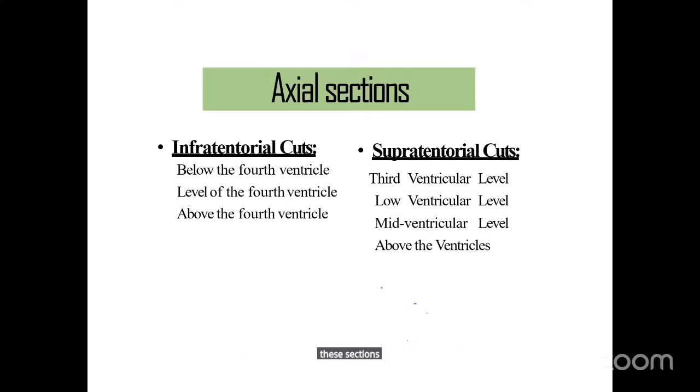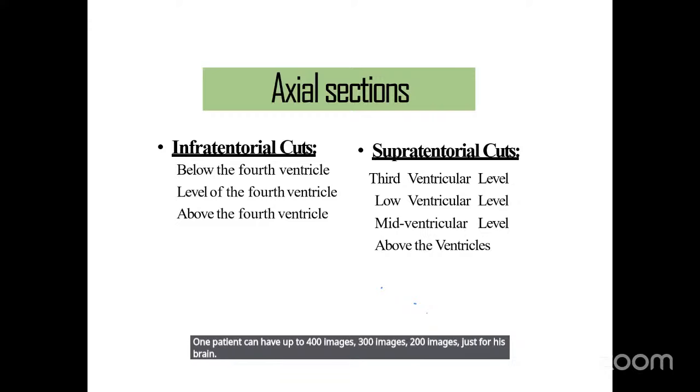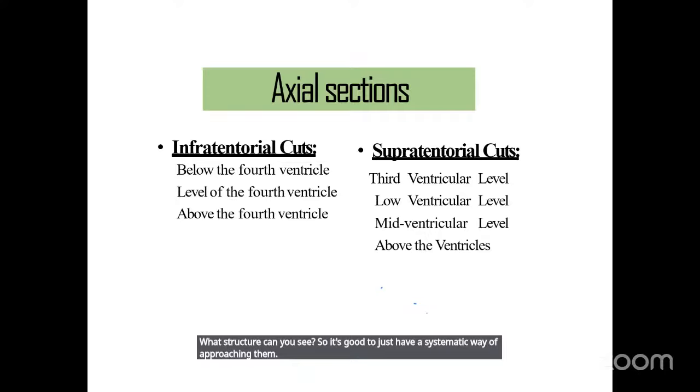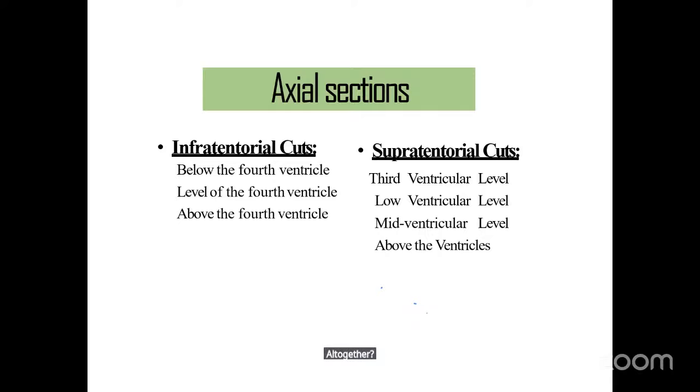Because look, when you request a CT brain, one patient can have up to 400 images, 300 images, 200 images, just for his brain. And you will be challenged with simply one of those images and be asked, what structure can you see? So it's good to just have a systematic way of approaching them. Are we together? Yes, sir. Yes, that's good.